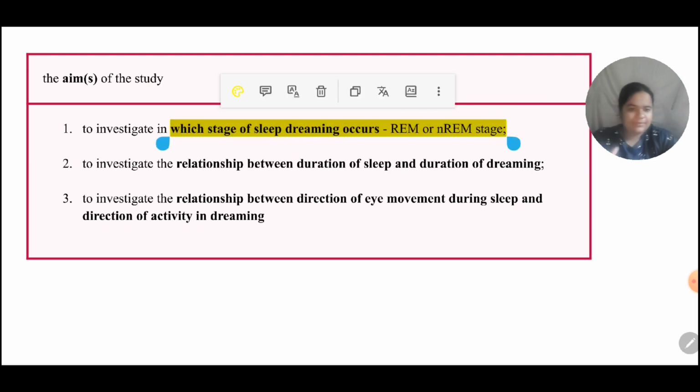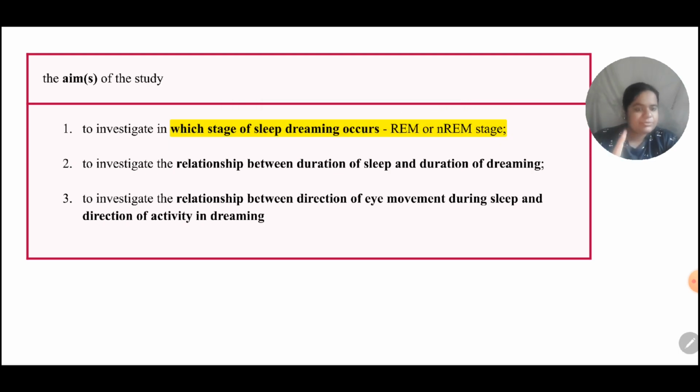So very logically, following what we have just seen, the researchers wanted to firstly investigate which stage of sleep dreaming occurs in, REM or NREM stage. They wanted definitive evidence that it occurs during REM stage of sleep.